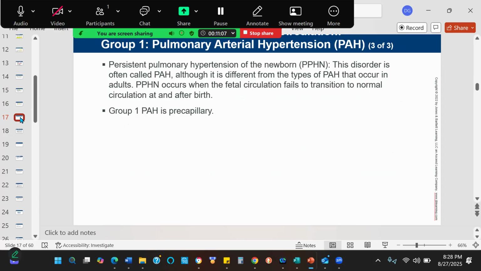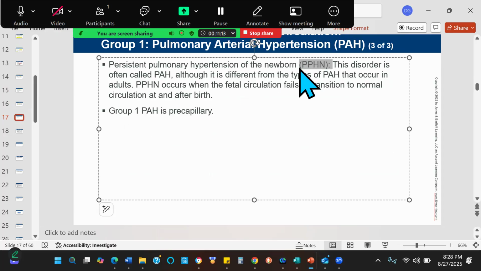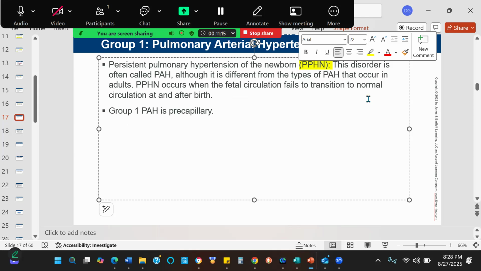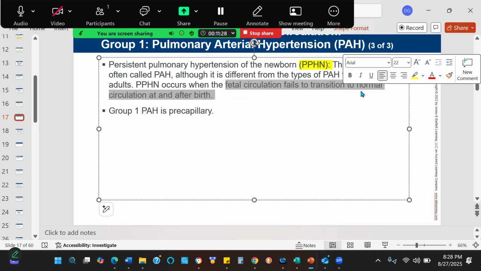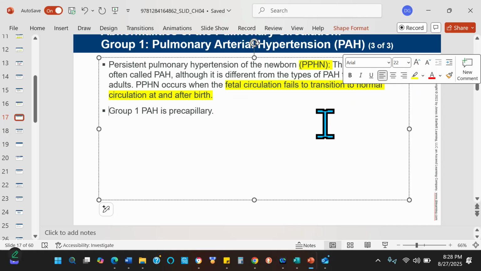Pulmonary arterial hypertension, persistent pulmonary hypertension of the newborn, PPHN. When you do the pediatrics class, you're going to see there's a lot to learn that is unique to kids, and PPHN is one of those things. It occurs when the fetal circulation fails to transition to normal at or after birth. Normally, at the first breath, there's a ductus arteriosus and a foramen ovale, I had to think for a minute, that close.